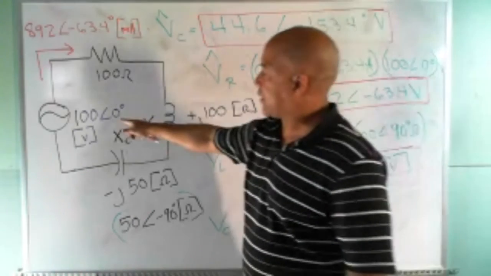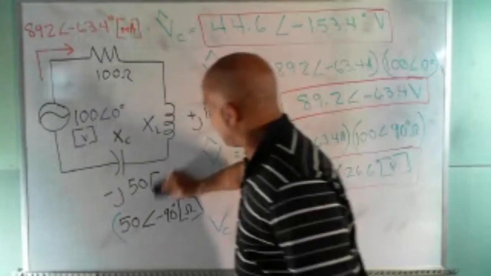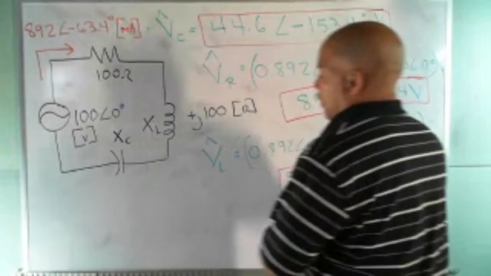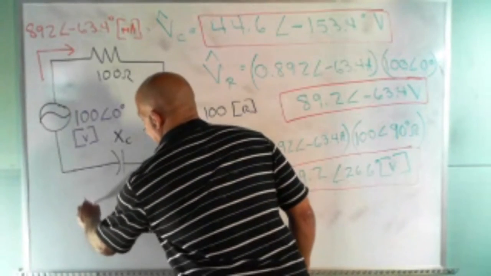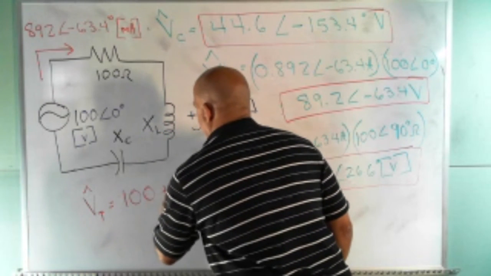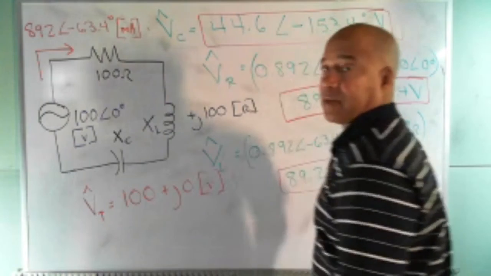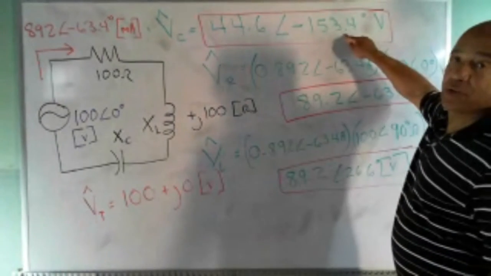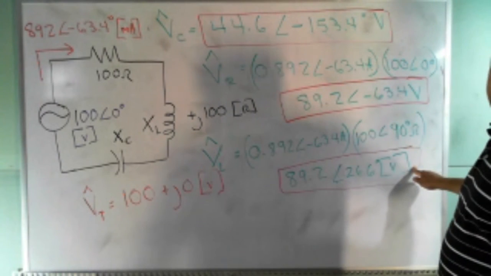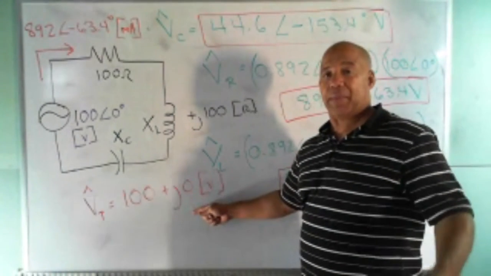And then convert this to rectangular form. Well, that's easy. If I convert that to rectangular form, this voltage right here, that's the total, would just be 100 plus j0 volts. Right? So what you would do is convert that to rectangular, convert that to rectangular, convert that to rectangular, and then add them all up, and it better add up to this. That's what they mean by verify KVL.